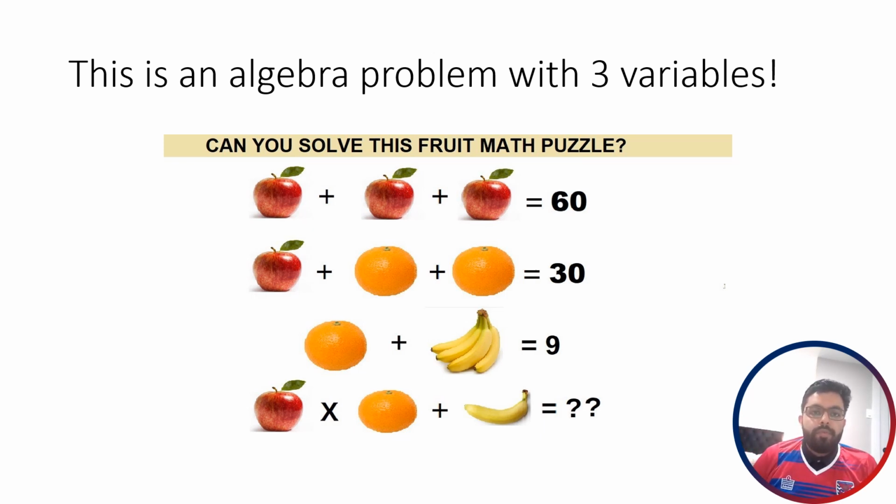And it's interesting because if you make it look like a game, if you make it look like a puzzle, if you put pictures instead of letters, people are happy to solve it. But this is an algebra question with 3 different variables, right? You got one variable that's the apple, one variable that's the orange, and one variable that's the banana. And you could have written this as x plus x plus x equals 60, x plus y equals 30, y plus z equals 9. You could have written it with letters. You could have done A for apple, you could have done O for orange, but that would look like a 0. You could have done B for banana.